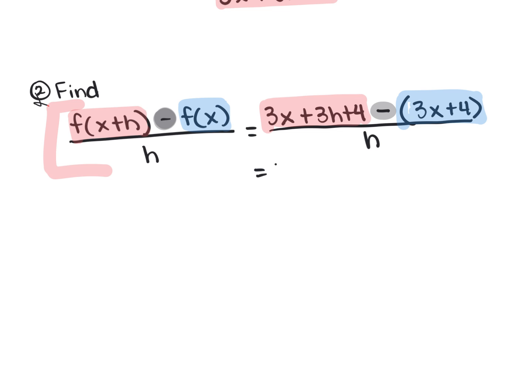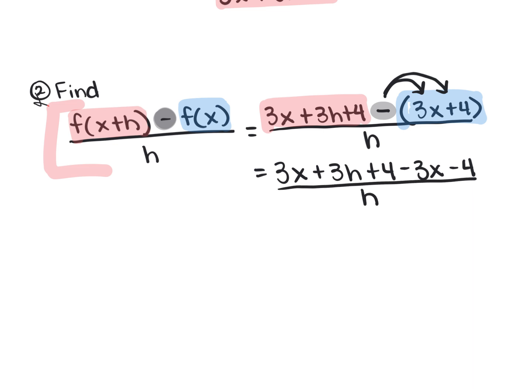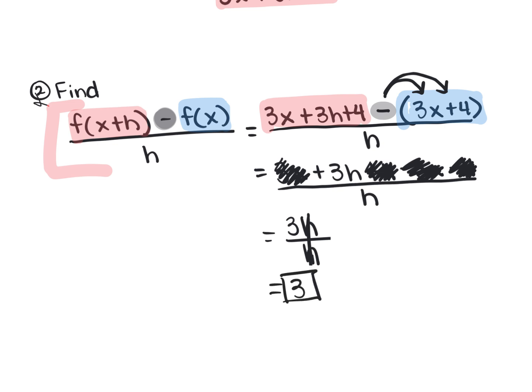So now we simplify. We have 3x plus 3h plus 4. And then I'm subtracting, so I have to distribute a negative 1. So I have negative 3x minus 4. And then don't forget your denominator. Nice things are going to happen every time you do these. I have a 3x here minus 3x here, and I have a 4 here and a negative 4 here. So what's left in the top is just 3h, and what's left in the bottom is an h. And then h divided by h is just the number 1, so this boils down to a final answer of just the number 3.